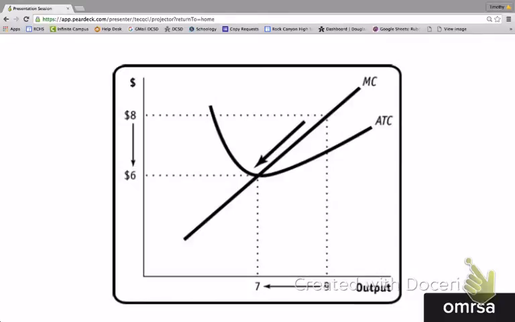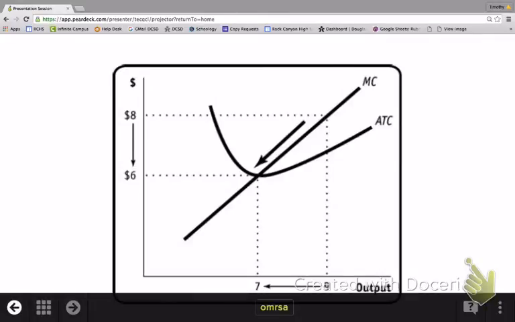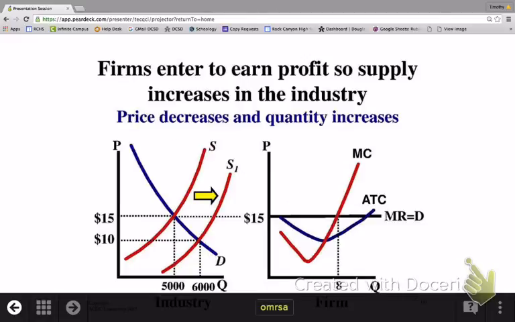Now, as you've seen in prior graphs, if I go back to a previous one, the graphs for the market and the firm are usually drawn side by side to see how they are interconnected. Now, you should be familiar with this because you may have to draw it on the AP exam.